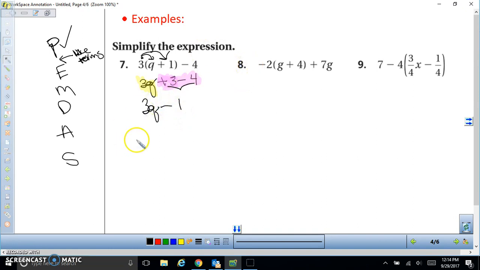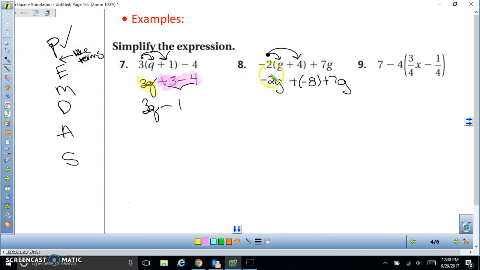All right. Example 8. For problem number 8, we need to undo parentheses first. So we are going to distribute out this negative 2 with multiplication. That's why I put that little dot there, to remind us that's multiply. So negative 2 times g is negative 2g, plus negative 2 times 4, which is negative 8. Now let's identify our like terms. Remember, that's what we do after we get rid of the parentheses.